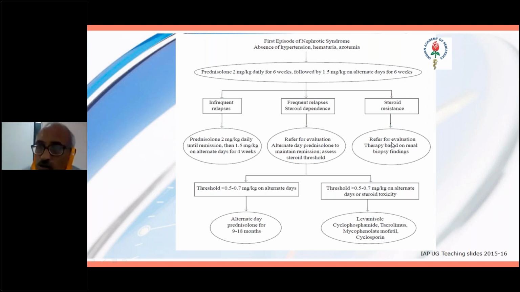The third wing of this is steroid resistant, that is, not responding within 4 weeks, no response at all. Such patients have to be sent for evaluation, either renal biopsy or nephrologist evaluation, because you may have to use various drugs for resistant therapy. The treatment line is entirely different. We are not showing this in this flowchart.